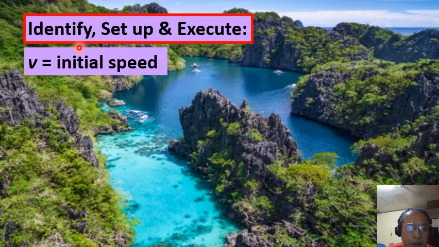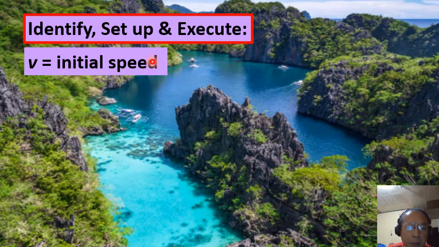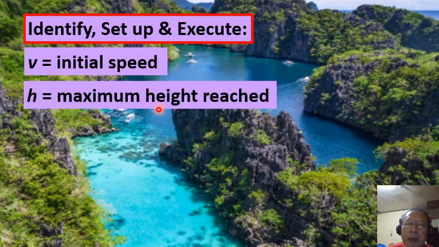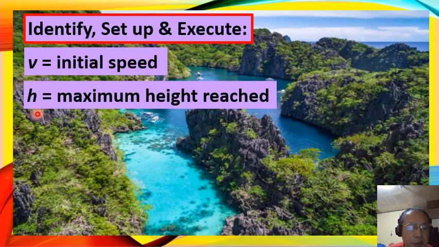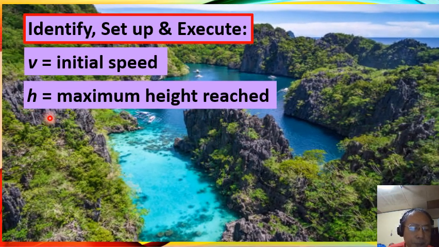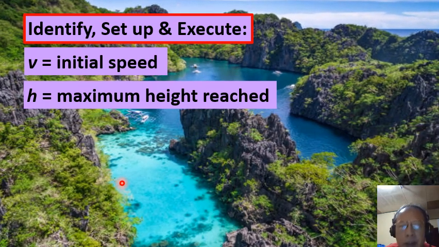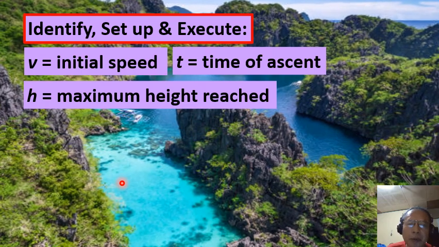We denote v as the initial speed of the coin as you toss it upward. So the stone reaches a maximum height denoted here by small letter h, in a time, small letter t, after it leaves your hand.